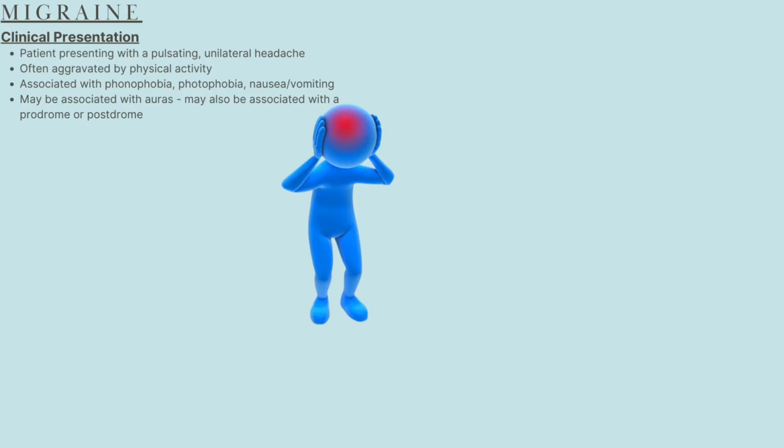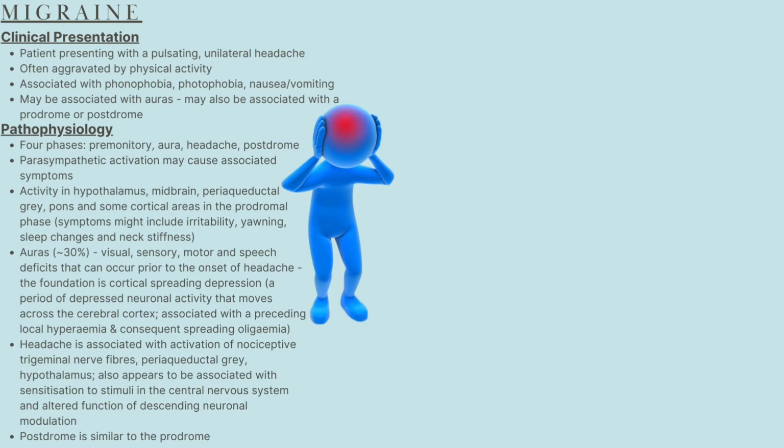There may also be a prodrome, symptoms that occur before the headache, or a postdrome, symptoms that occur after the headache. The headache occurs in 4 phases: the premonitory phase, the aura, the headache, and the postdrome. It's worth noting that parasympathetic activation may also cause associated symptoms.